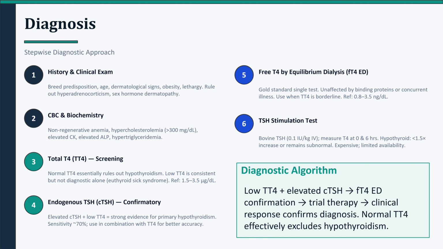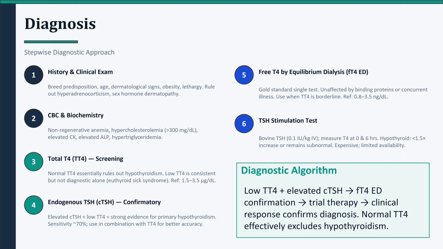A normal TT4 essentially rules out hypothyroidism. However, a low TT4 alone is not sufficient for diagnosis because conditions like euthyroid sick syndrome, where non-thyroidal illness suppresses T4, can give you a false low. The reference range is 1.5 to 3.5 micrograms per deciliter.